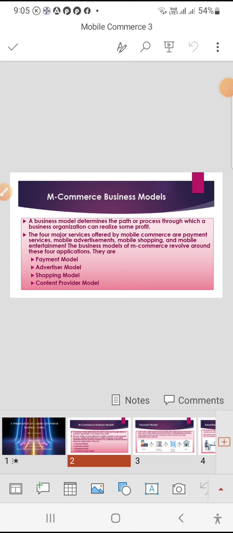The four most important services of mobile commerce are payment service, mobile advertising, mobile shopping, and the last one is mobile entertainment. Accordingly, the business models of mobile commerce also revolve around these four applications only. The four major business models which we are going to discuss here: one is the payment model.